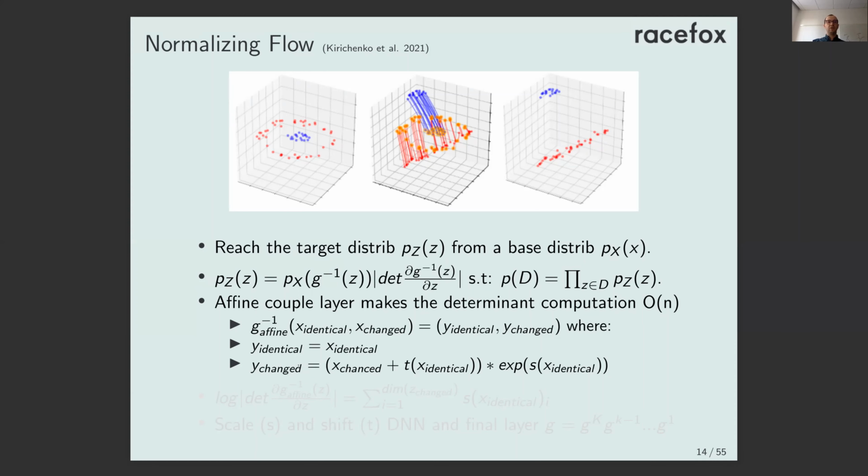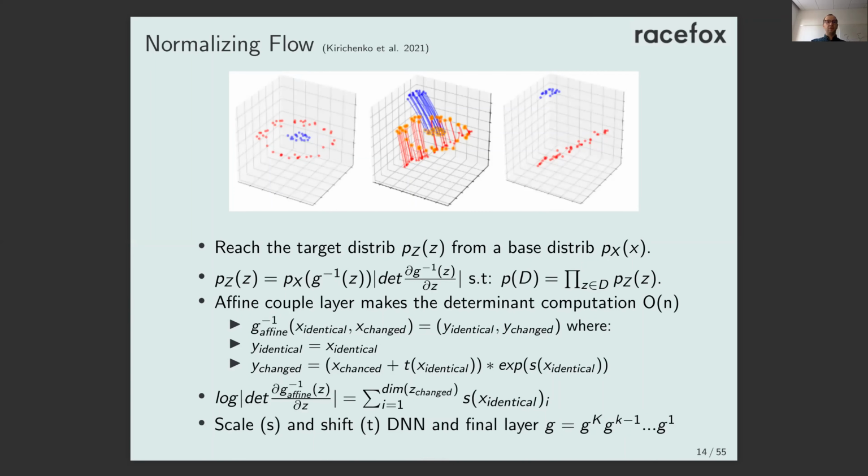And the whole reason why we do this is because the determinant, or the log determinant of my Jacobian, can be computed in linear terms by just summing up the product coming from the S matrix, this one here. And in normalizing flow, you have the scale and the shift neural networks and the final affine layer that sums all these things together, which could be put into a sequence and replicated as many times as we want, as far as the capacity of the neural network is met.